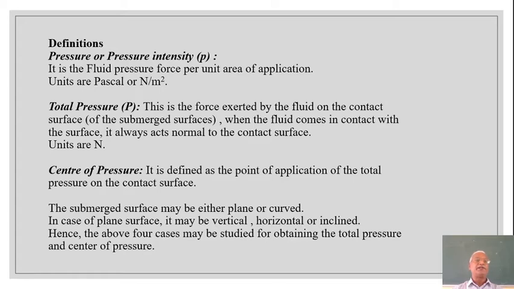Pressure intensity is nothing but force per unit area. We have discussed this at length, and units are Newton per meter square. Total pressure is nothing but total force acting on the whole area. That will be nothing but pressure intensity multiplied by area. Units will be newtons. Center of pressure is nothing but the point where the resultant force is acting. The point of application of that force is known as center of pressure, or just Cp.